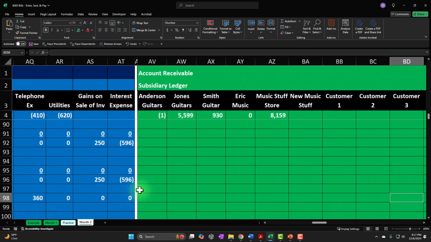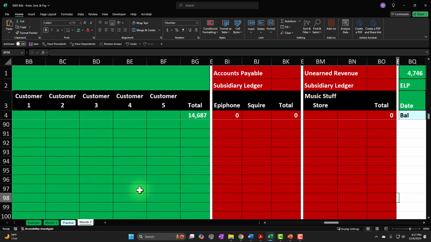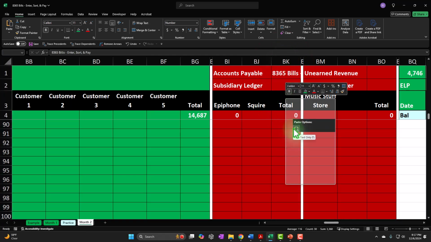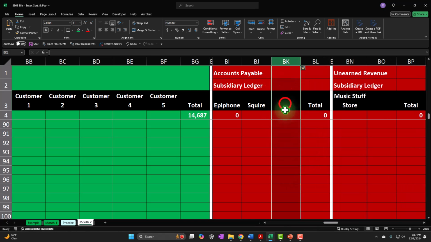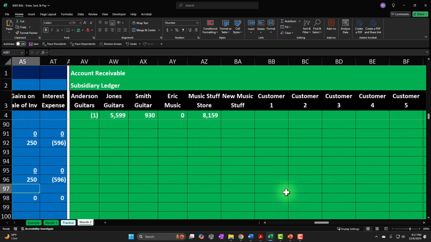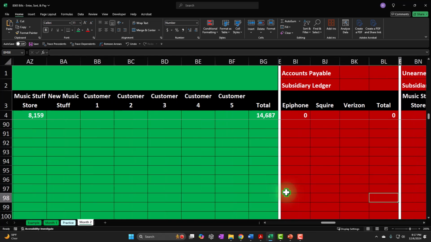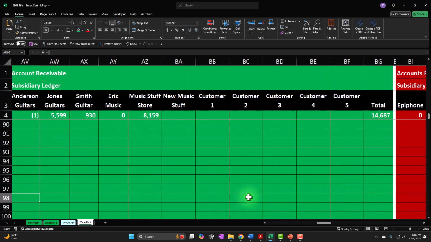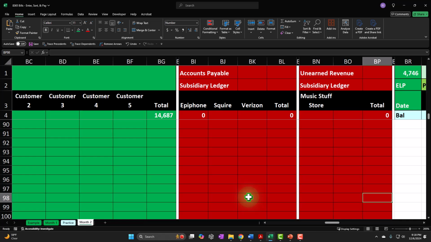Okay, and then I'm going to go over here to my subledger. So now we have the subledger for accounts payable where I had Epiphone and Squire. I'm going to add a new one by selecting the BK column, then right-click on it and insert. And then this one is going to be Verizon. All right, I have to see where the zeros ended over here. Right there, there's the column, 98. So I'm going to say this is going to be, wait, where did Verizon go? Oh, here it is. I'm on the wrong one. Dang it. Now I need to know what I clicked off. There it is right there. Okay, let's do this again.